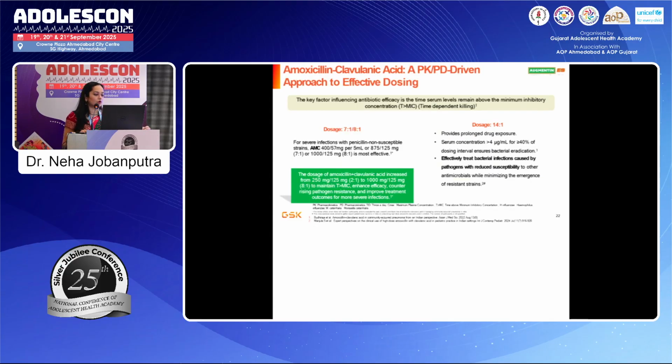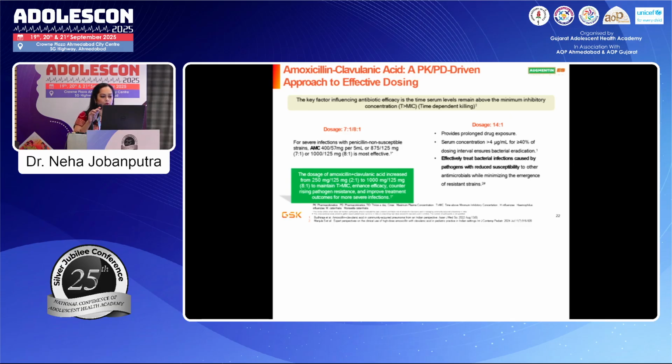When we go towards an effective dosage discussion, the key factor which influences antibiotic efficacy is the time that serum levels remain above the MIC, that is time dependent killing. As we all know, we have been using amoxicillin clavulanate as 400 with 57 of clavulanate per 5 ml, as it is 7:1 or 8:1, which is the most effective. The dosage 14:1 is something which is new for all of us and is the point of discussion today.